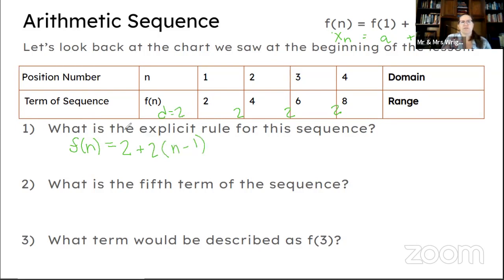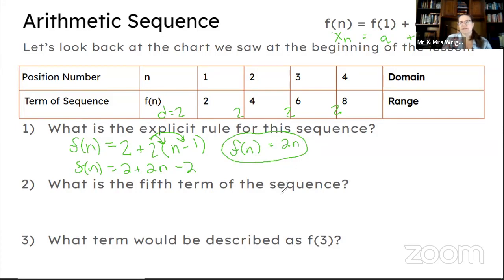And anytime in your curriculum you're asked to write an explicit rule, they are going to expect you to simplify it. So let's go ahead and distribute this 2 out to each of these terms. f of n is 2 plus 2 times n is 2n. 2 times negative 1 is negative 2. Let's combine like terms. f of n is 2n. There's no other term that's like that one. Our constants, however, are like a 2 and a negative 2. Well, 2 minus 2 is 0, so they're going to cancel out. So our final equation, the explicit rule, is f of n is 2n.